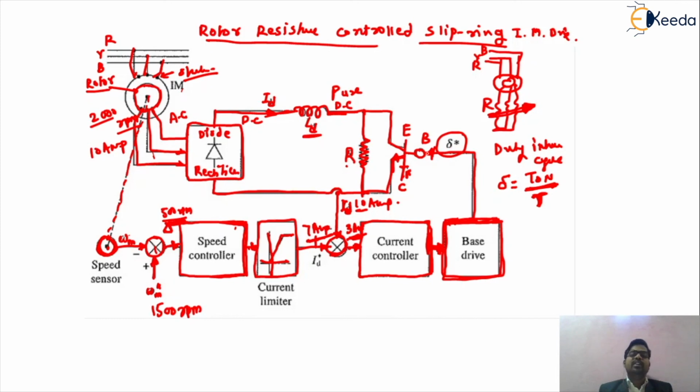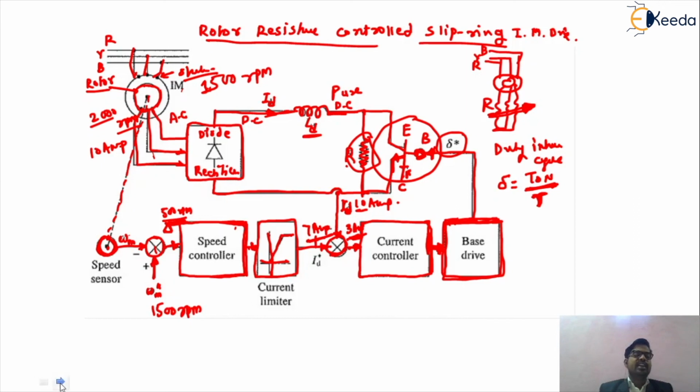Depending upon that particular signal, it will change its base value. Suppose we are changing its base value, then depending upon it, this transistor will change the value of the resistance. If the value of the resistance is changing, then obviously this drive will be operated at 1500 rpm. So this is a closed loop speed control strategy of your rotor resistance controlled slip ring induction motor drive that we are preferring for your cranes and hoist. This is one of the methods of controlling your cranes and hoist drive.